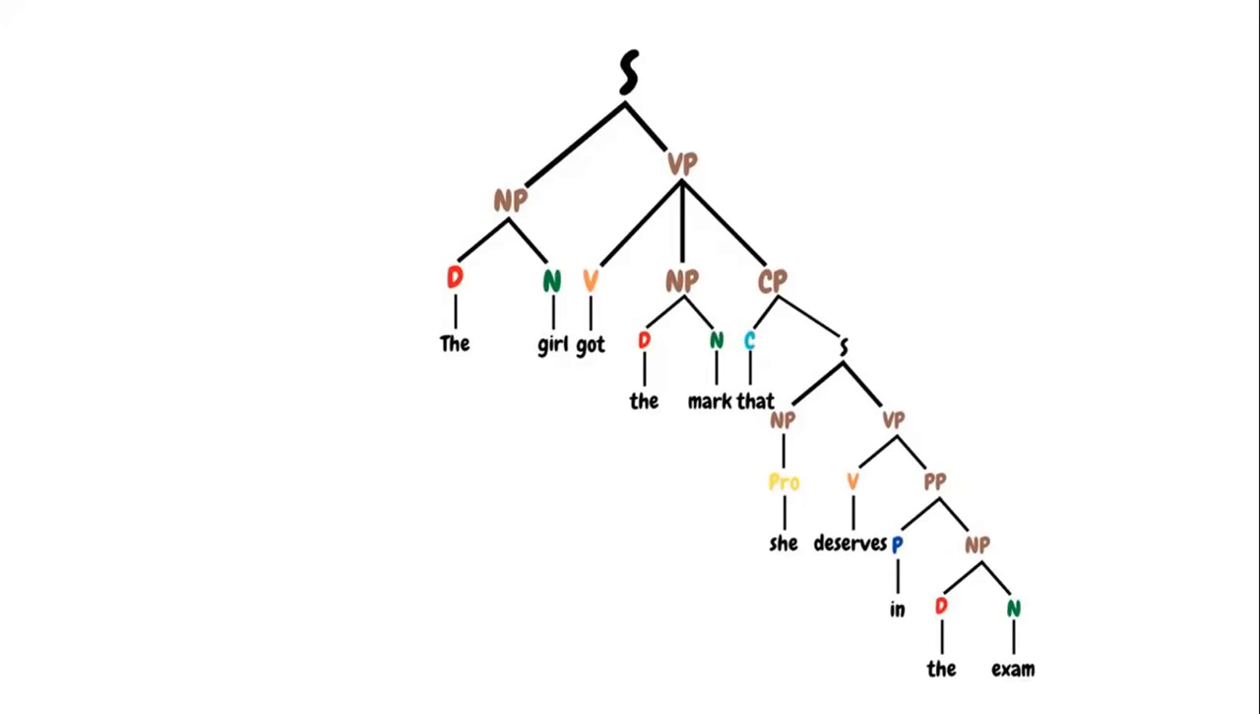Okay, guys, don't be confused about the complementizer phrase and the prepositional phrase, because I am going to talk more about this particular point in a minute. So let's go to our fourth rule, which is about the prepositional phrase. This rule says that the prepositional phrase consists of a preposition and a noun phrase.